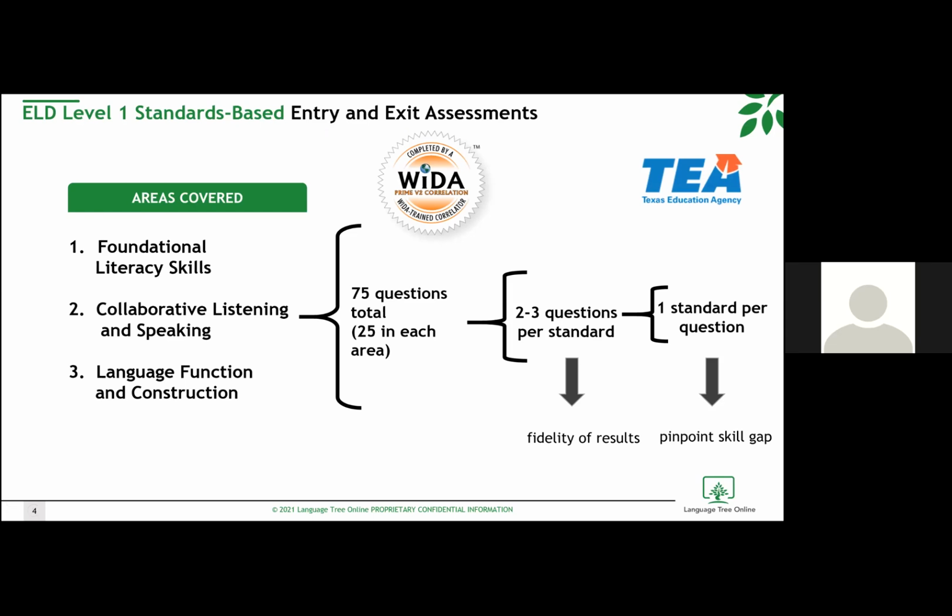We use backwards planning when developing this. So we put one standard per assessment question, but we have more than one question with that standard in it. The reason we did that is once students complete all three of the assessment areas, we want teachers to be able to go in and actually look at the data and really pinpoint the skill gap that each and every student has. In each one of these buckets, we have 25 questions. So all in, it's a very thorough assessment of 75 questions.